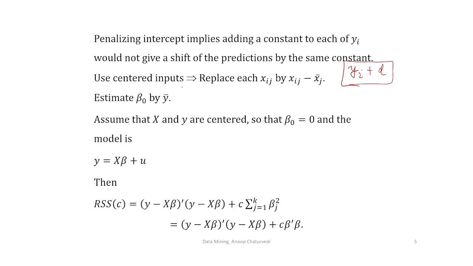Further, we use centered inputs, that is, we replace each xij by xij minus xj bar. We take deviation from mean, and then we estimate beta naught by y bar. And if y is also centered, so if both x's and y's are centered, then beta naught becomes 0. Y's are also centered means we subtract y bar from each of the yi's. So, we get this model y equal to x beta plus u, and notice that in this model all these y's and x's are centered. So, beta naught is equal to 0, there is no intercept term. And in this case, we can write RSS_c equal to (y minus x beta) transpose (y minus x beta) plus c times beta transpose beta.